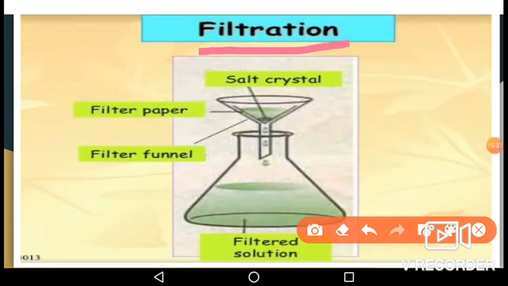In filtration, a solution containing insoluble substance is passed through a filter paper. On doing so, the liquid passes through the filter paper, while the insoluble substances get retained on the filter paper. For example, sand and water can be separated by filtration.